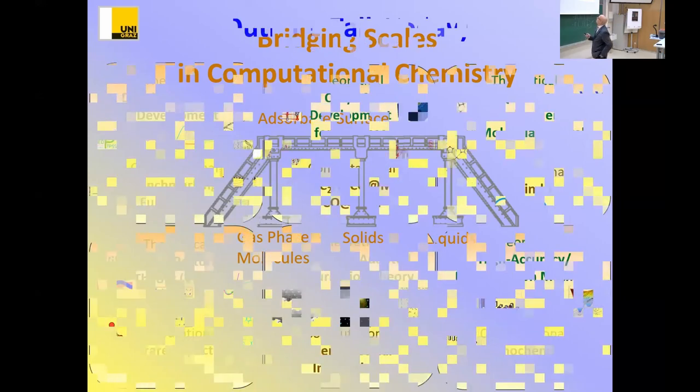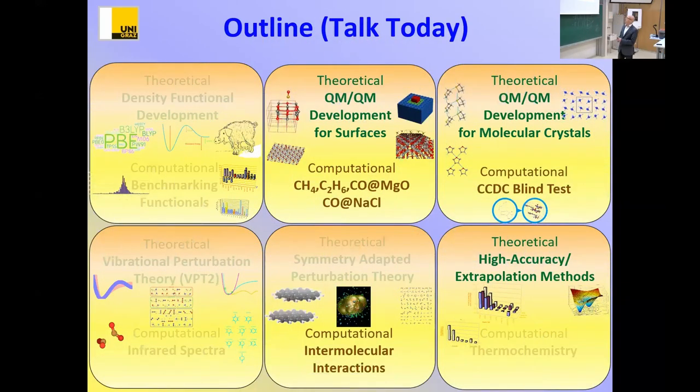And this is what we are basically interested in. As I said, 4 weeks ago, I had several other things which I marked here, but of course I try to get the more recent work in there. So now I will talk about surfaces and molecules on surfaces. I will talk about intermolecular interactions, and at the end of the day, we'll talk about QM/QM development for molecular crystals, because this is the most recent success story that we have.